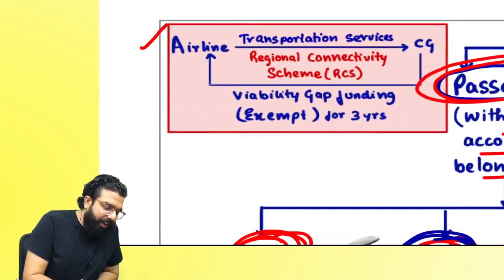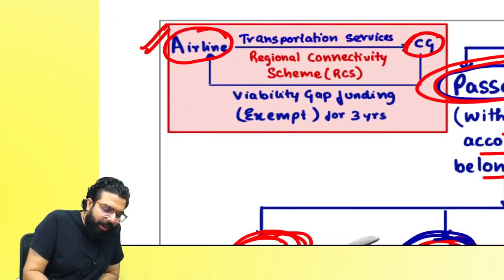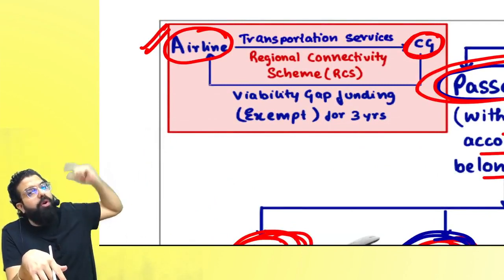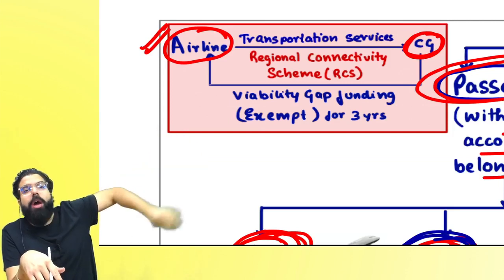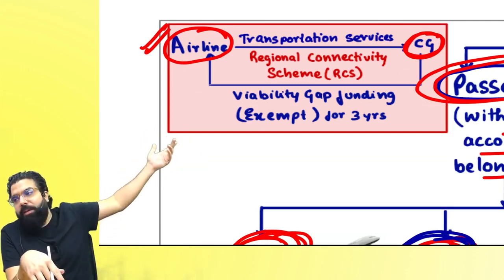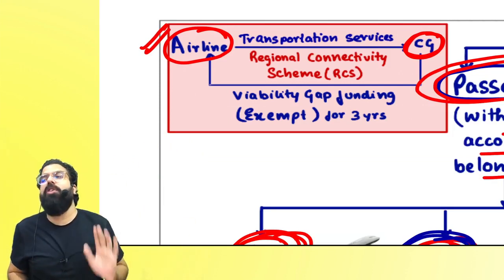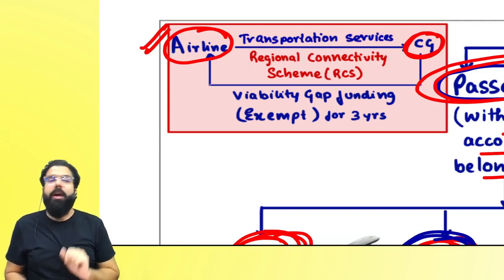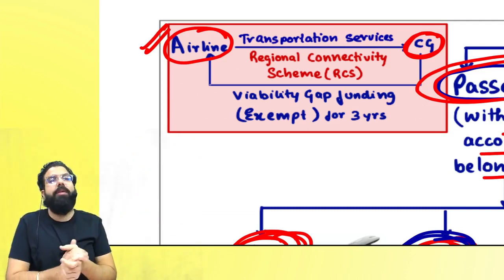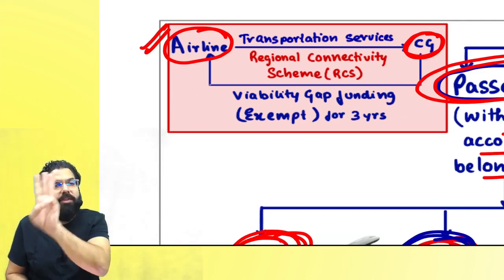Now, on the left-hand side, if you see, airlines. Airlines are told by the central government that you transport people to the regional connectivity airport, and the government will give you funding. So all these airlines go to regional connectivity airports and give services to the government by going to those areas. They told, sir, it is not viable to go to those areas. Government told, you go to those areas, I will give you funding. And when government gives the funding, there will be no GST. But it is only for the first 3 years.